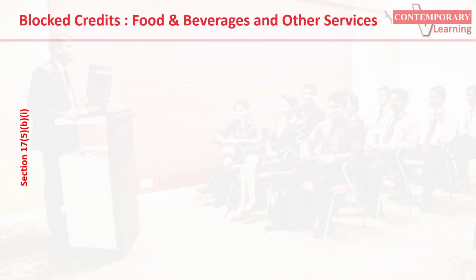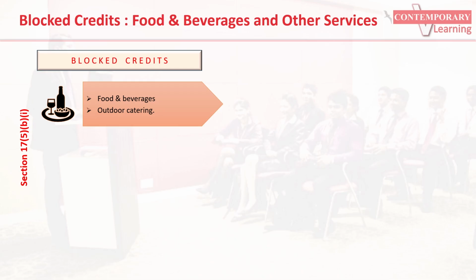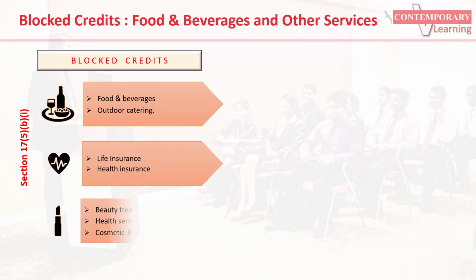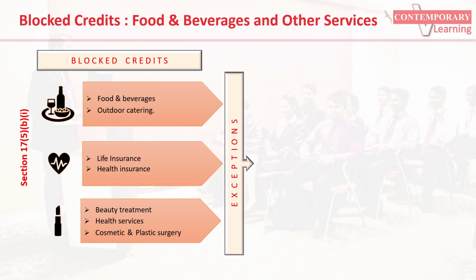Moving on to another category of blocked credits: food and beverages, outdoor catering, life insurance, health insurance, beauty treatments, health services, and cosmetic and plastic surgery. The rationale here is clear. These are typically personal consumption items or services that provide personal benefits rather than business benefits. However, the law recognizes that sometimes these items might be legitimately used for business purposes.